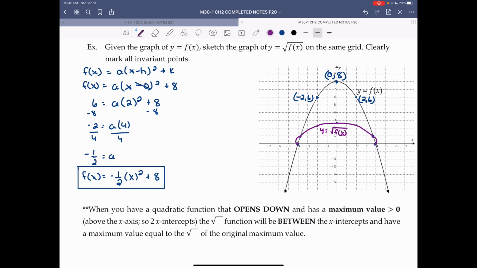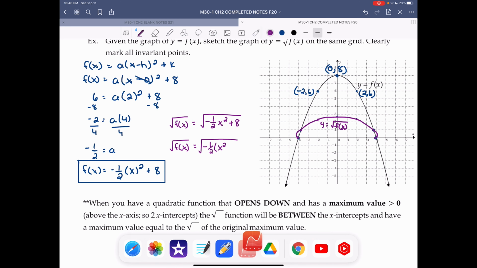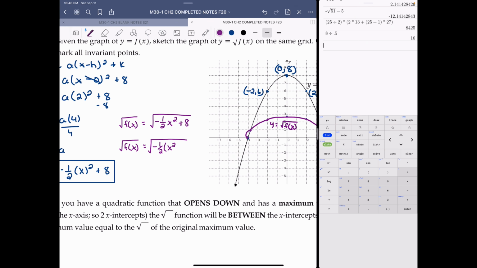Then the equation for y equals square root of f of x is square root of f of x equals the square root of negative 1/2 x squared plus 8. And we can factor out the negative 1/2. We get square root of f of x equals the square root of negative 1/2 bracket x squared. Then use our calculator. 8 divided by negative 1/2 is negative 16. So x squared minus 16 in brackets.